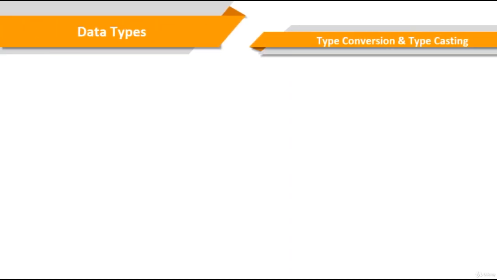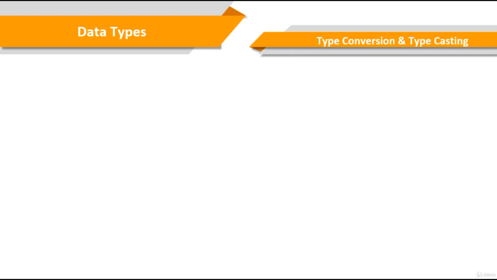Type conversion and type casting. When we assign the value of one data type to another, if the data types are compatible, then Java will perform the conversion automatically. This process is known as automatic type conversion, right? If the conversion is not performed automatically, then they will need to be casted or converted explicitly.